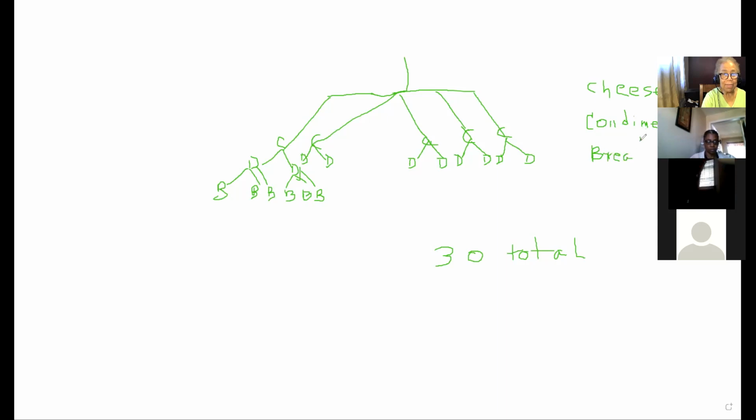The other way is just to multiply all the types. So when you have a problem like this, just multiply all the types. That's how you get your 30. You multiply 5 for the cheeses, 2 for the condiments, 3 for the bread: 5 times 2 is 10, times 3 is 30 total. But this is the structure of the way it will look. You put all the breads on each condiment. Any questions on the tree structure?